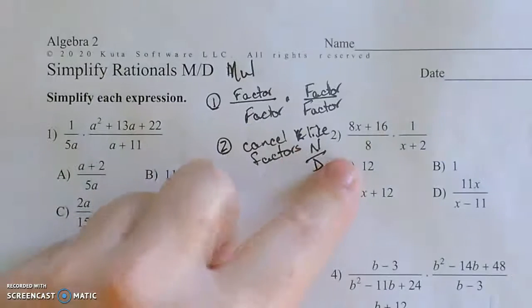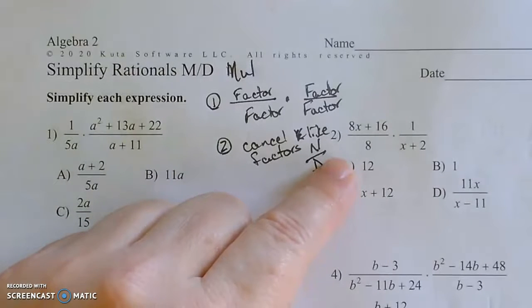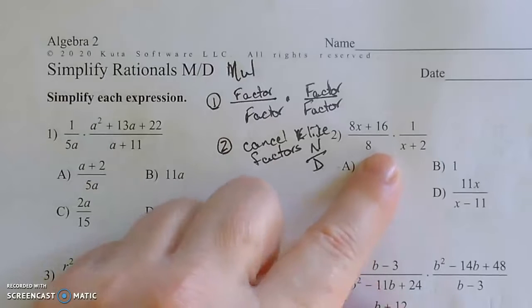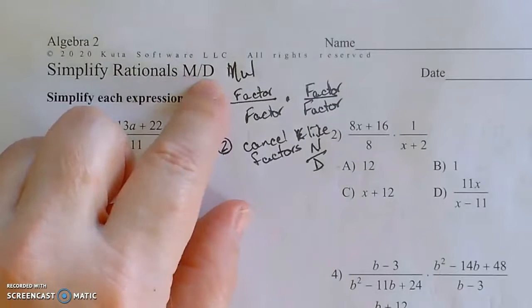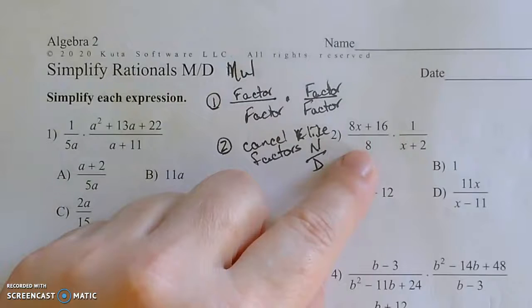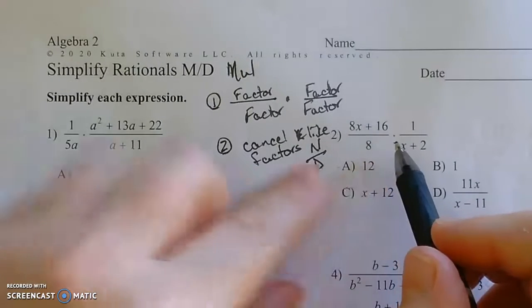I'm going to do the evens, and you're going to get to do the odds on your own. Now, we have them mixed up. There's multiply and divide in the same lesson, so you have to pay attention to your sign here.